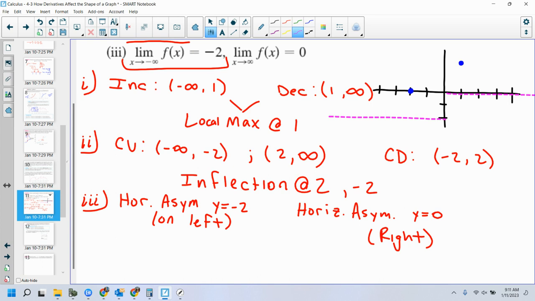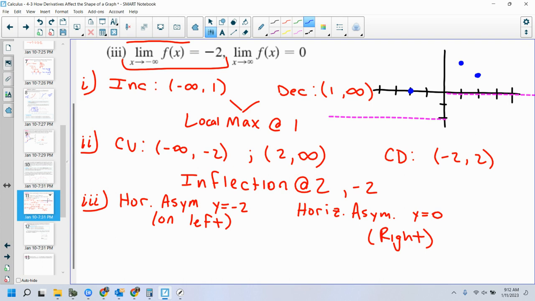I'm just making that a colored dotted line there so that we know on the right side, it's going to asymptote over to the other side. The only other thing that I do know is, so I know that it's not going to go underneath the x-axis on the right side, but I do know that there is an inflection point at 2. So let's put it like right there. Now we can start to build.